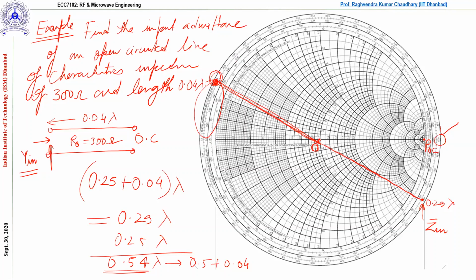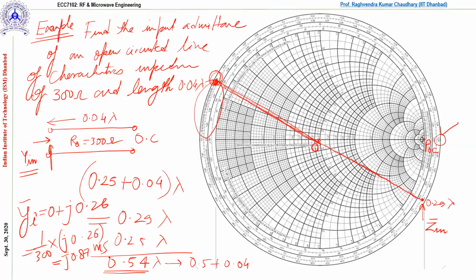Fine. So now you can read the scale, and you get the idea that yi is equal to 0 plus j, there will be only the imaginary part here, 0.26. Now what we will do: 1 upon 300 into j 0.26, and the answer will be j 0.87 millisiemens. So this is your input admittance. I hope this is clear to you, and it requires practice on the Smith chart.